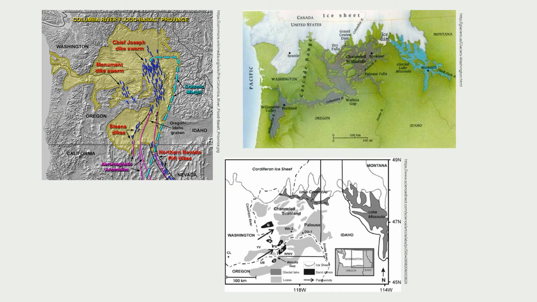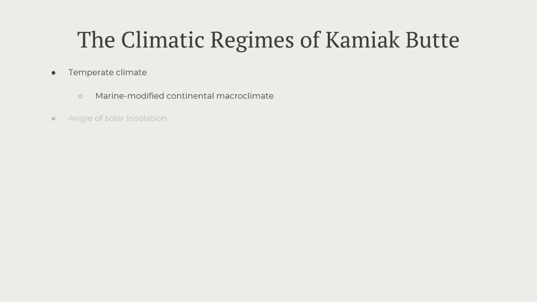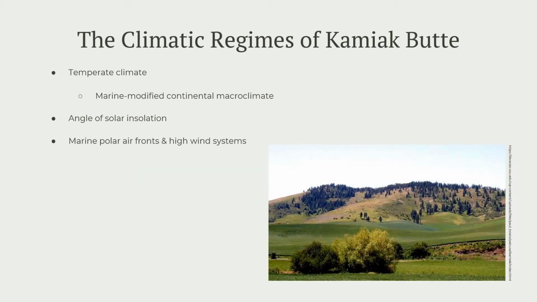Overall, these three major events, the accretion of exotic superterranes to the North American tectonic plate, the creation of the Columbia River flood basalt group, and the glacial Lake Missoula floods, played a huge role in the formation and geology of Kamiak Butte. Climate is defined as a combination of both precipitation and temperature regimes in a region over time.